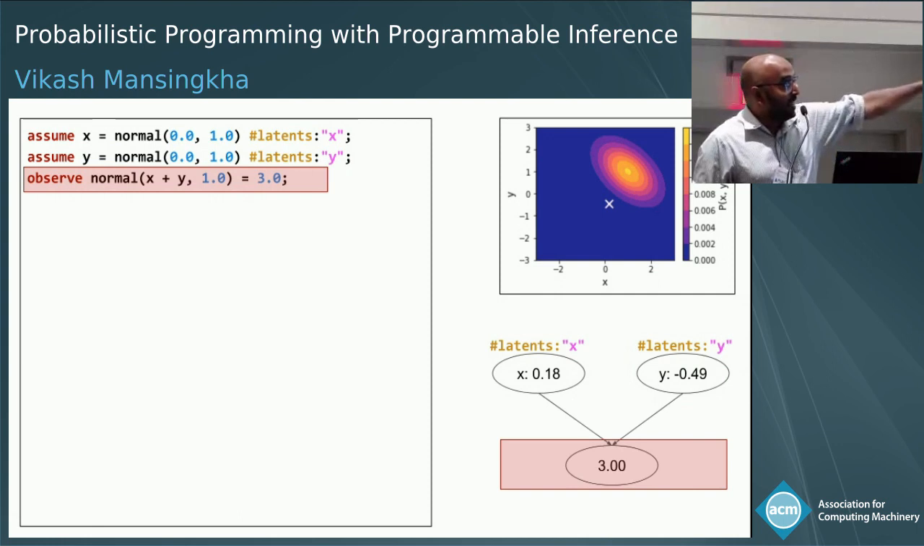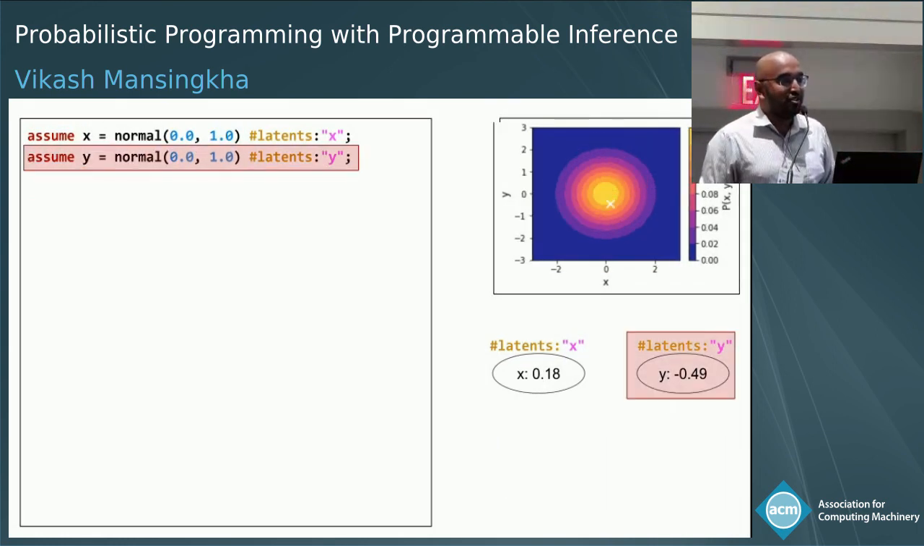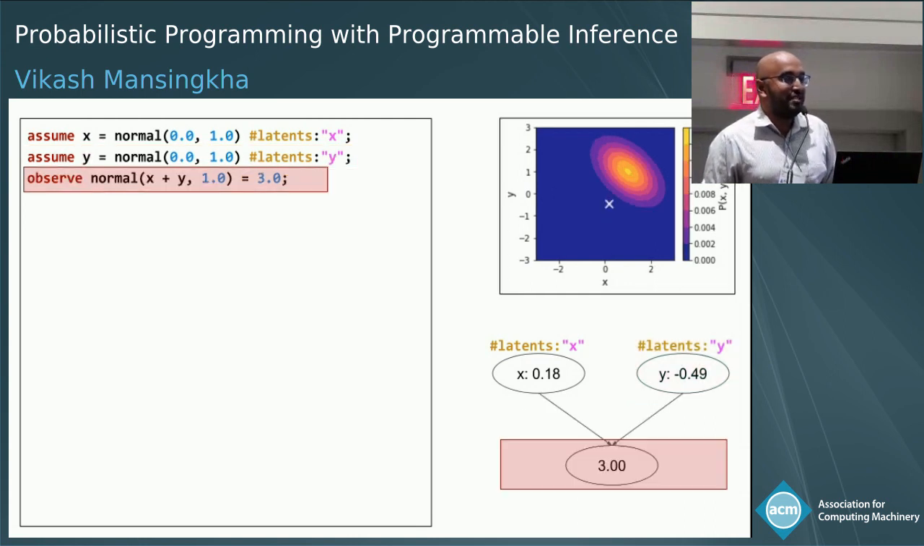Now let's say I add in some data. So I observe that a Gaussian whose mean is x plus y and whose standard deviation is 1 is equal to 3. So I've added some data. I've added a constraint. And we can see the distribution shifted. Before it was this broad distribution, and now it's this narrower distribution that's rotated to the top right. And we can see that there's this new constraint added to the representation of the trace as well.